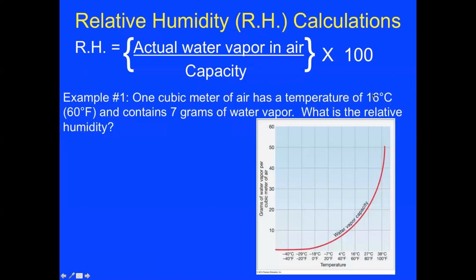But now we also need the capacity. And again, there's nothing in this example about capacity, but it does tell us what the temperature of the air is, 16 degrees C. So let's use our saturation curve here. We're going to find the temperature of 16 degrees C. We're going to come straight up until we hit the curve, the red line, the water vapor capacity, and then we'll have to use a straight edge to make sure we are as accurate as we can be to get over here to determine the actual amount, the capacity amount of that temperature air to hold water vapor.